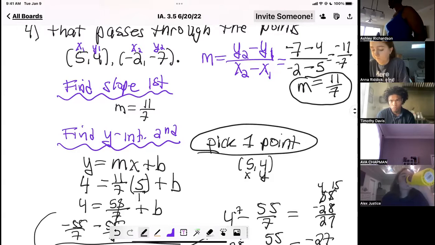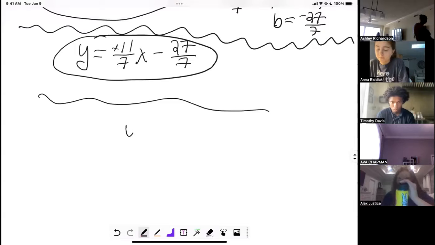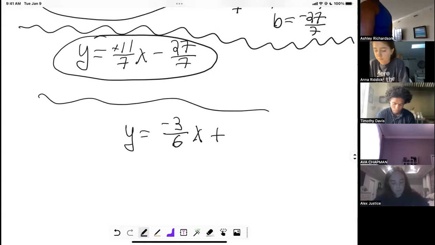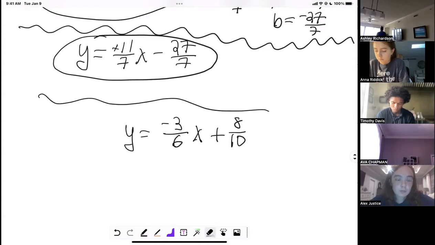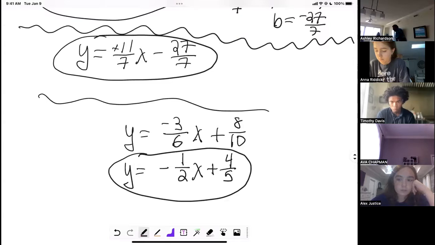So let's say, just as a general idea, let's say I got y equals -3/6x plus 8/10. I can't leave it like that. I got to simplify both of them. So what I would do is I would simplify 3/6 and it's negative and make it 1/2. And then I would simplify 8/10 by dividing each of them by 2, and I would get 4/5. So just like any other fraction, you want to be completely simplified. It's a good question. I like it.